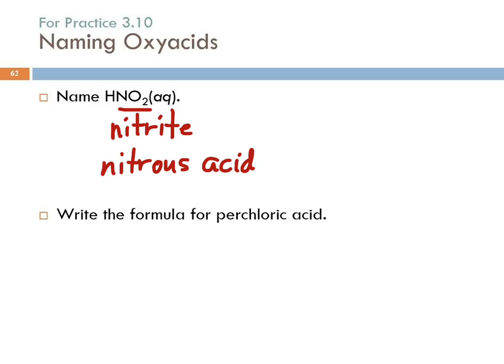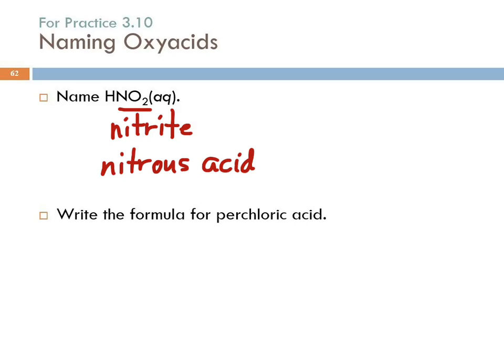Does it start with hydro? No, it doesn't. So this must be an oxyacid. The binary acids, what I call the other acids, their names start with hydro, and then you've just got hydrogen and a nonmetal. But this does not. So now what we have to do is the reverse.